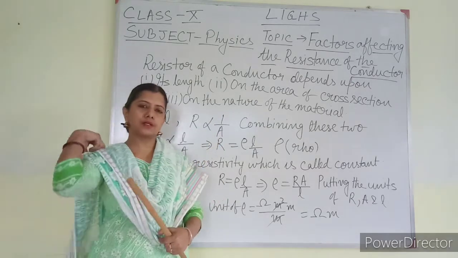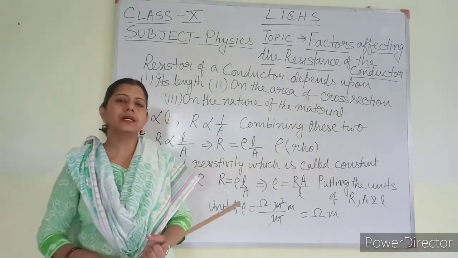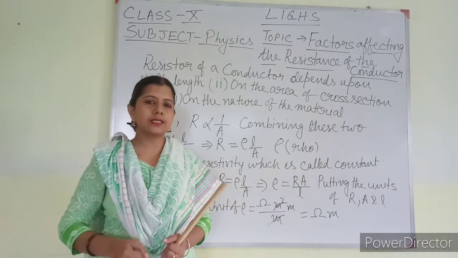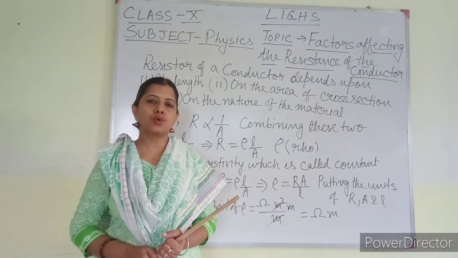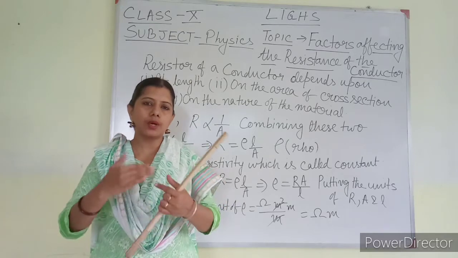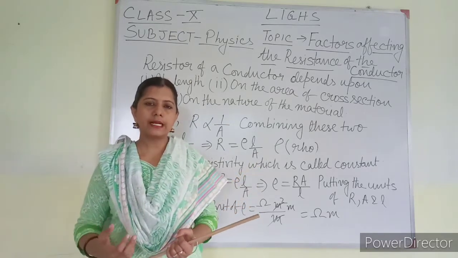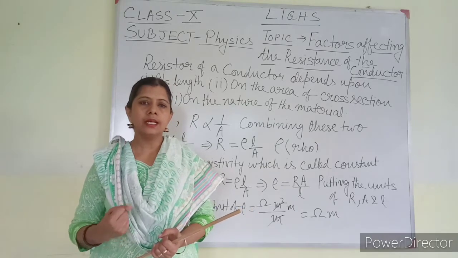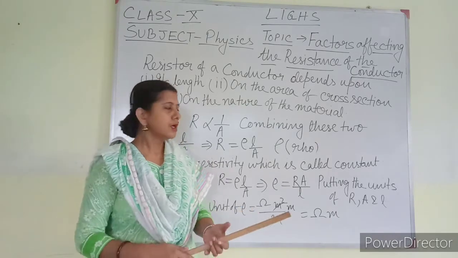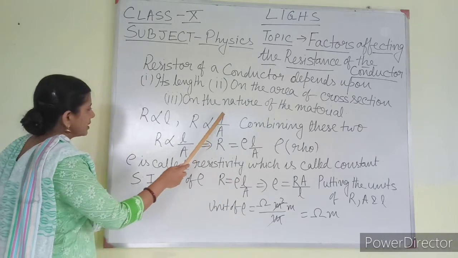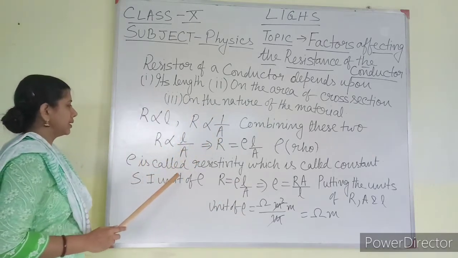Now why is this so? Area of the conductor means the thickness is more. When the thickness is more, the electrons are getting more space to pass through it. So definitely when more electrons are passing, that means less resistance. So resistance is inversely proportional to the area of the conductor.